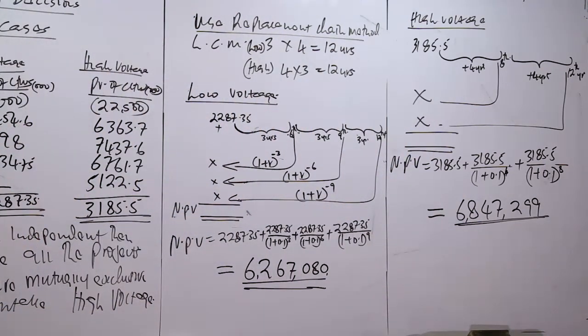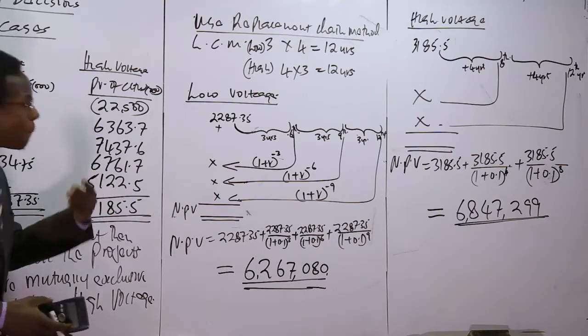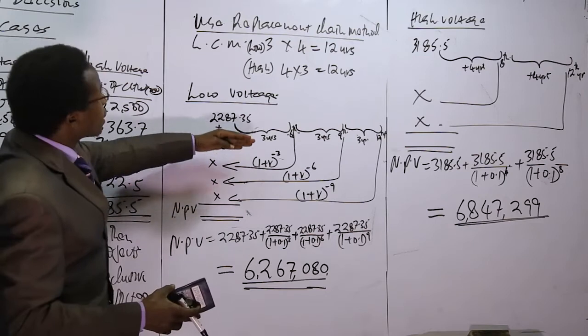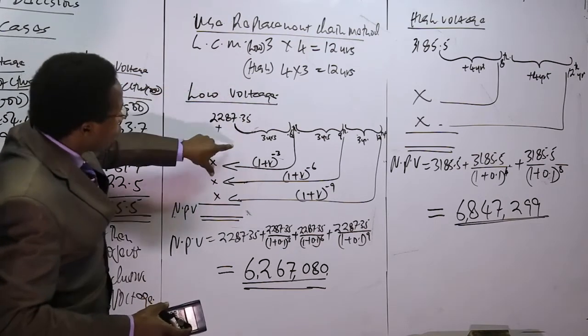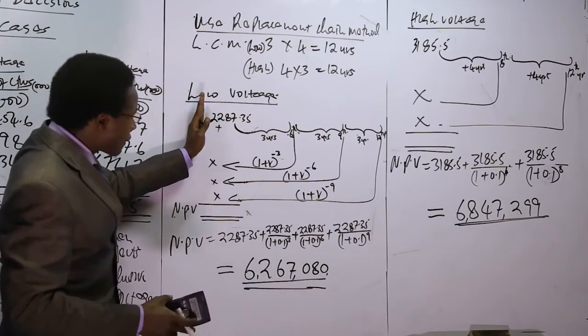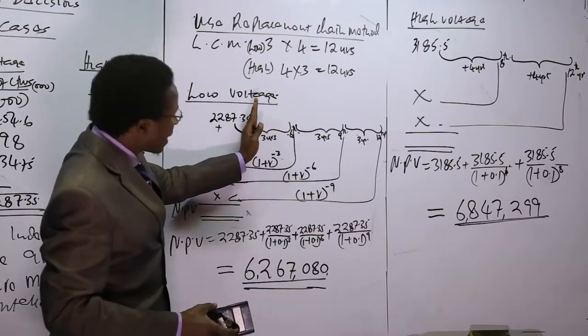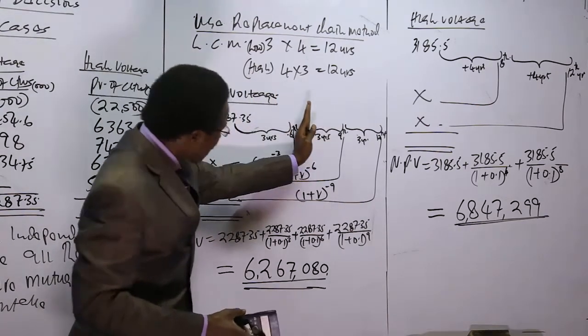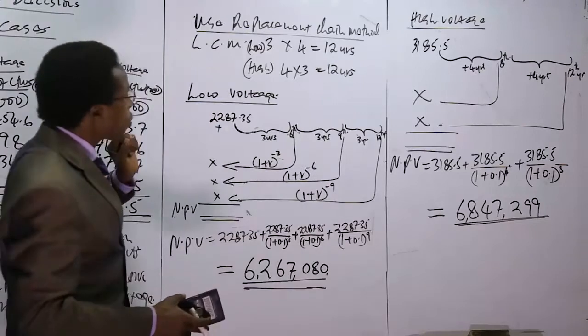By using that, high voltage is still the best. High voltage is still the best after using that LCM approach. We have given it a multiple of 4, so that like low voltage, there was the first 3 years, we added another 3 years, we added another 3 years, we made it now 12 years.